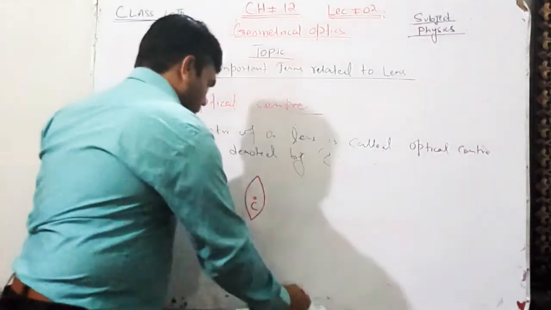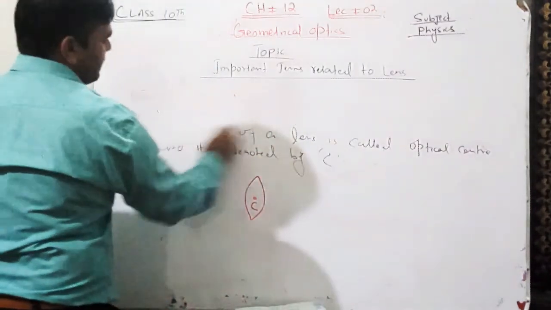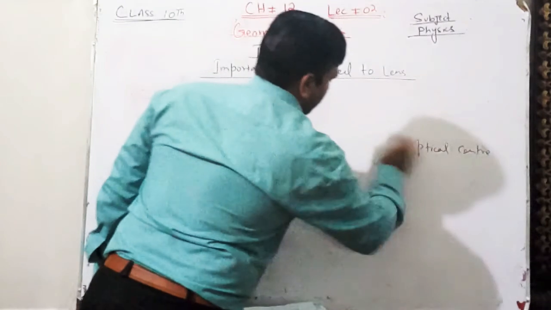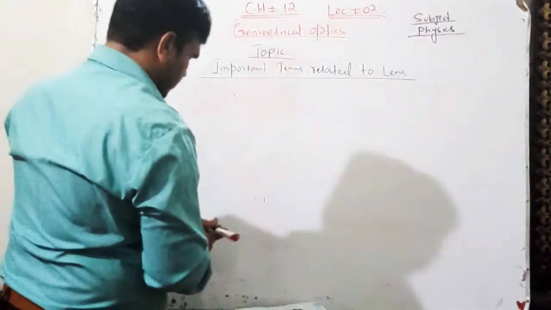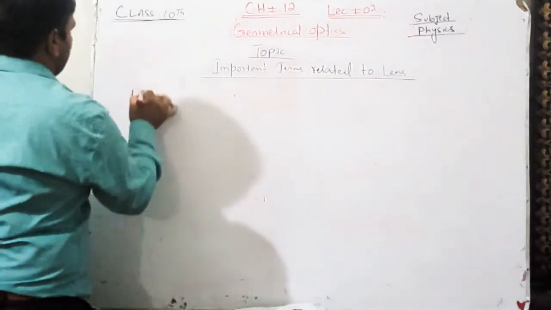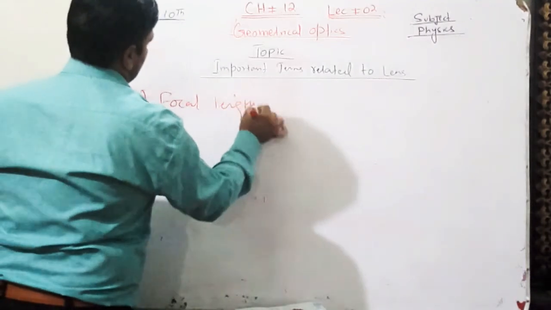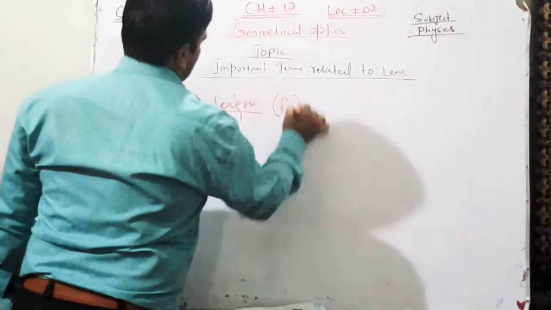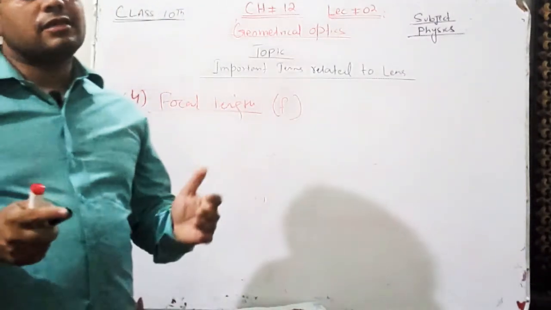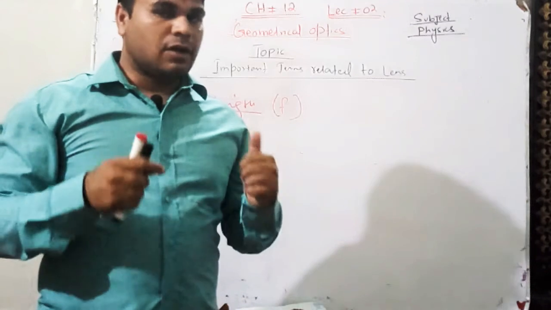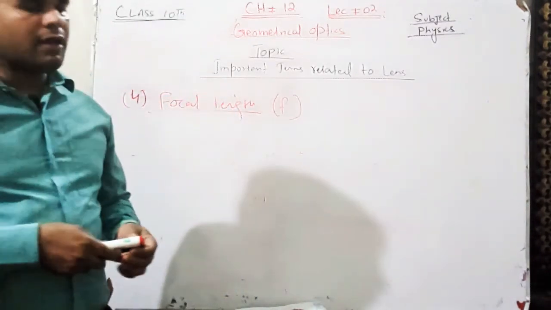The next term is principal focal length. Focal length is denoted by small f. It is the distance from the optical center to the principal focus. It is called focal length.